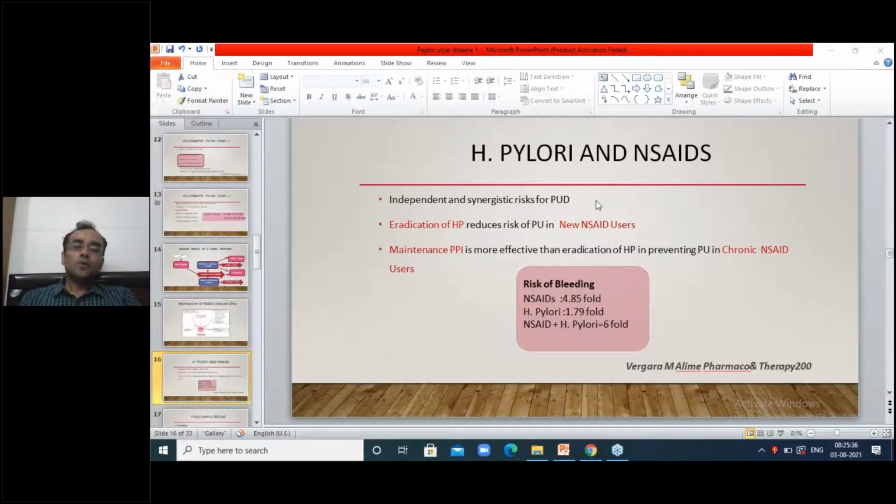So if a patient is on chronic NSAID use, like for joint pain or arthritis, it is advisable to give them a maintenance dose of proton pump inhibitors to prevent the development of peptic ulcers. Just to tell you about the risk of bleeding: if only NSAIDs are used, there is a 4.8 times increased chance of bleeding from a peptic ulcer. If H. pylori is present, then 1.8 times, and if both are present, then there is a 6 times increased chance of bleeding in a peptic ulcer.